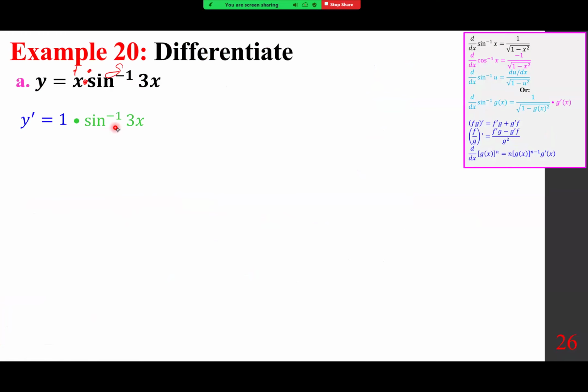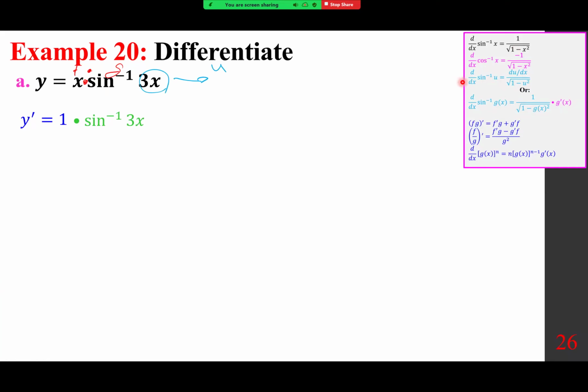How do we differentiate the sine inverse? Remember, the derivative of sine inverse is 1 over square root of 1 minus x squared. Cosine inverse is the same thing with the negative. But what happens when it's sine inverse of u or g of x? Then you put du dx over square root of 1 minus u squared. So if it's g of x, you simply put g prime here and g of x here. So please understand this is sine inverse of 3x. This is the function that we are talking about here. You can call it u.